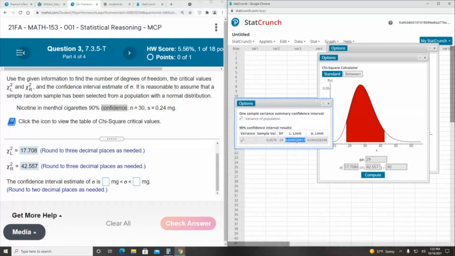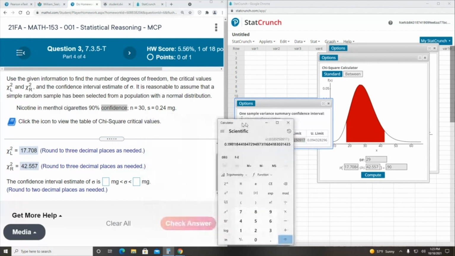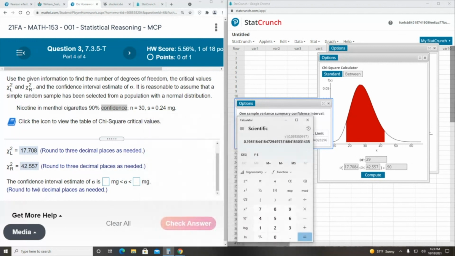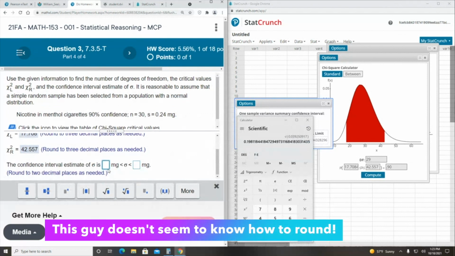I'm going to use copy and paste. Here's my copy, Control-C to put it in the clipboard. Go to my calculator, Control-V to paste it in. That's a sigma squared. If I press the square root button, I now have a sigma. And so I can round it to 2 decimal places as requested. 0.198 turns into 0.19.